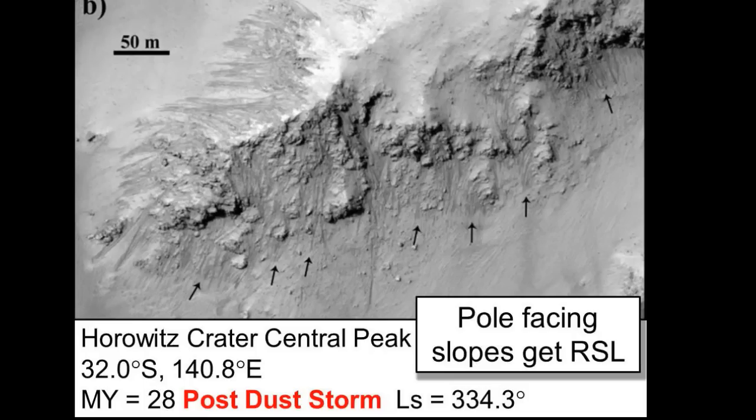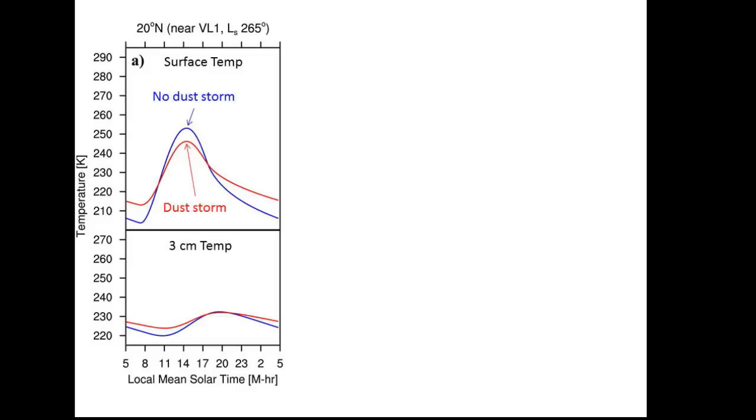Here's another example. This is another central peak. We're actually seeing RSL on pole-facing slopes right after the dust storm. We don't see this in the non-dust storm years. I don't have a great image to compare it, unlike the other ones. So what we did is we did some surface temperature modeling.